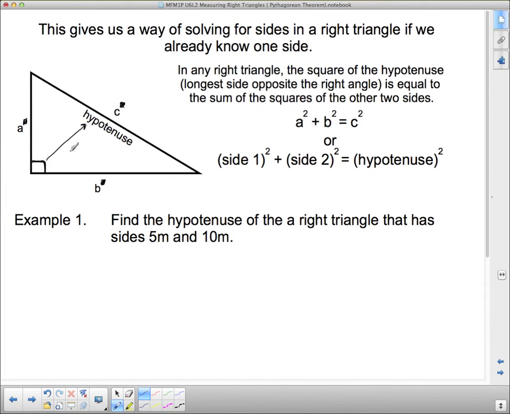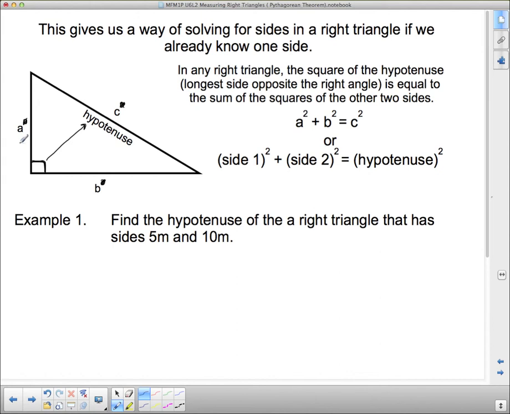It kind of looks like a little arrow towards the hypotenuse. And there always has to be a right angle. If there is not a right angle, you cannot use the Pythagorean theorem. And sometimes I'm going to call it side 1 squared plus side 2 squared equals hypotenuse squared, because A and B and side 1 and side 2, it doesn't matter which one's which.